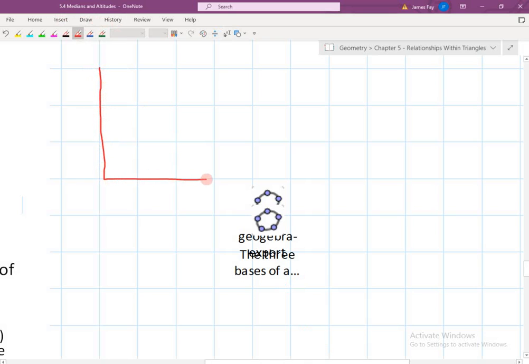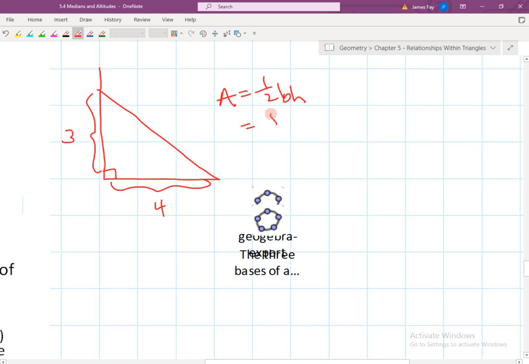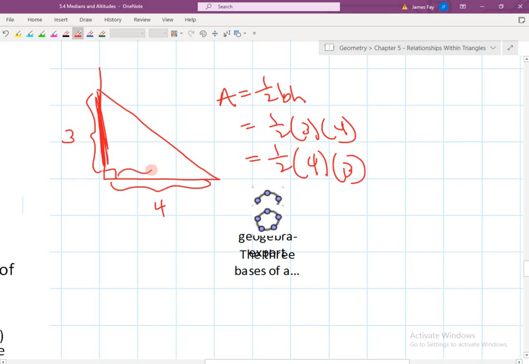A right triangle. And in a right triangle, if we've got this distance here and that distance there, let's say this is 3 and let's say that's 4, and you are asked to find the area, most of you just say, well, it's 1/2 times 3 times 4, right? And the reason for that is because 3 is an altitude. But it could have also been 1/2 times 4 times 3 because of the commutative property of multiplication. But this is also an altitude, right?